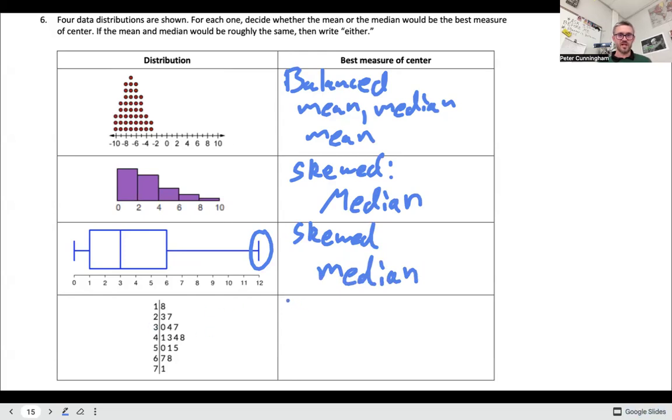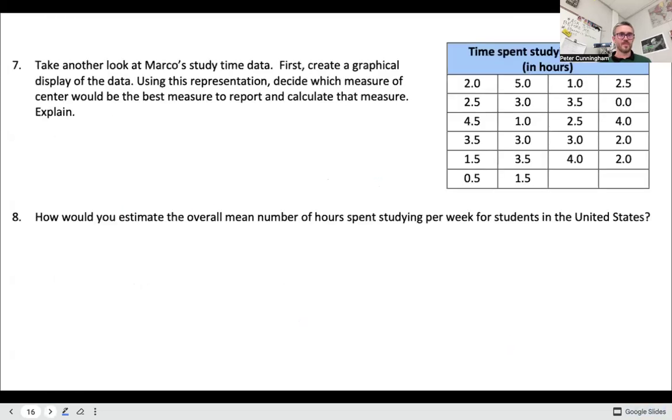Here, the data is pretty balanced. So you could use mean or median. Okay.